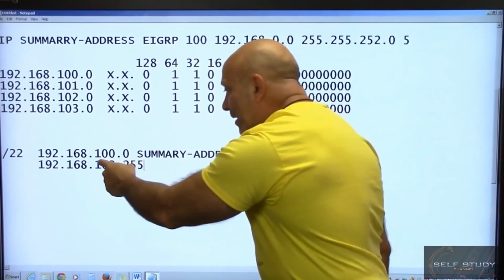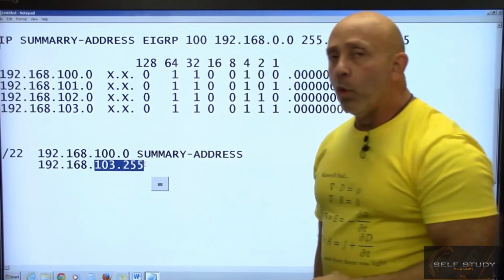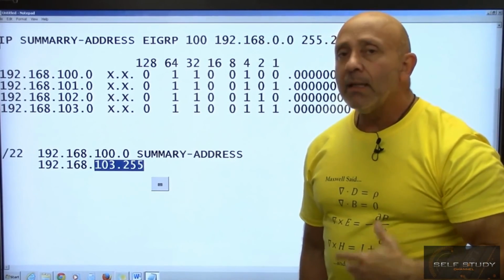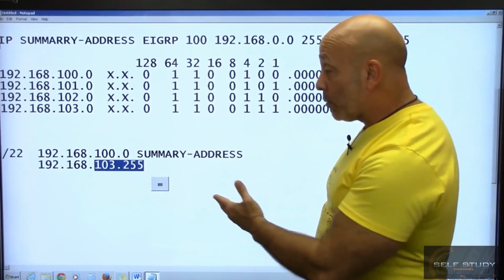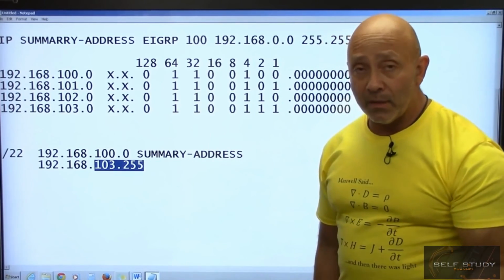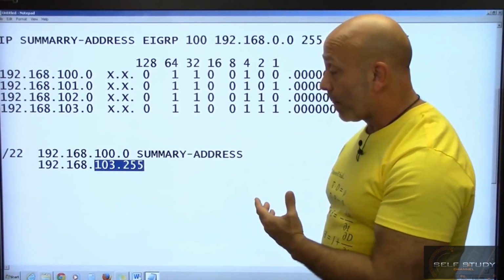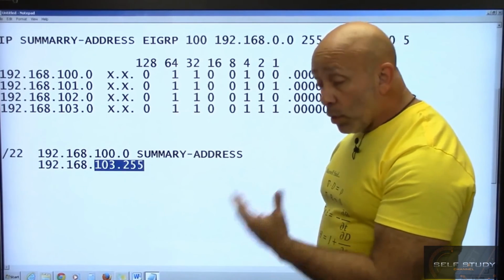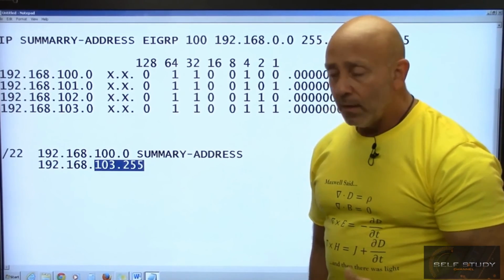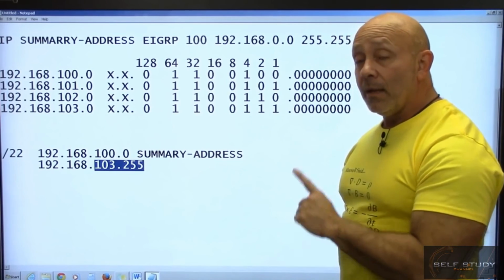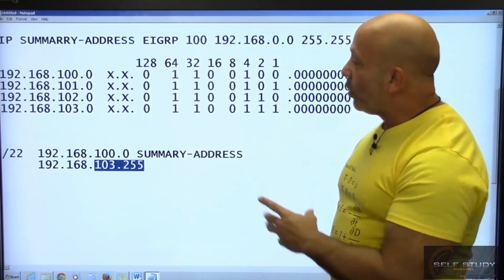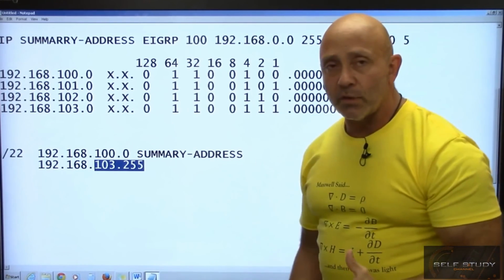A broadcast address will never be an IP address that's advertised. A network address, yes. A usable IP address, yes. Never a broadcast. Never a broadcast. So this is route summarization.